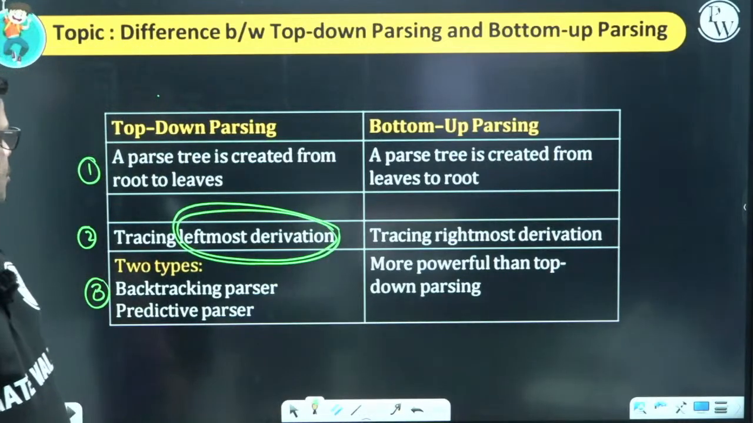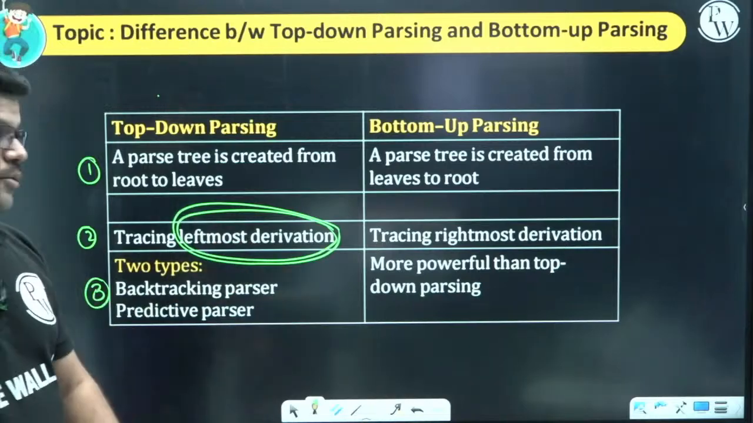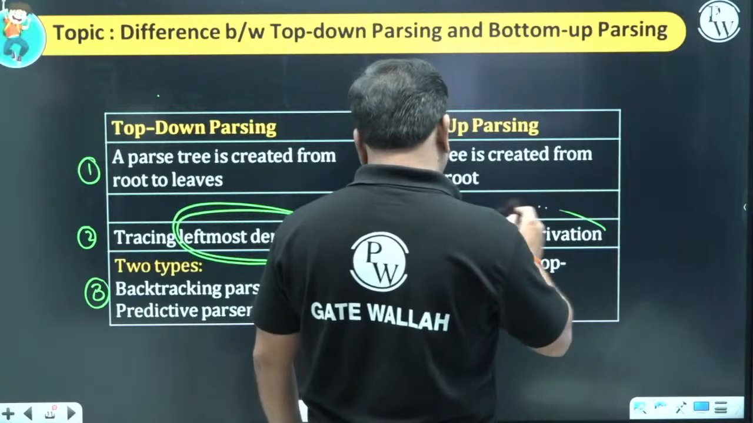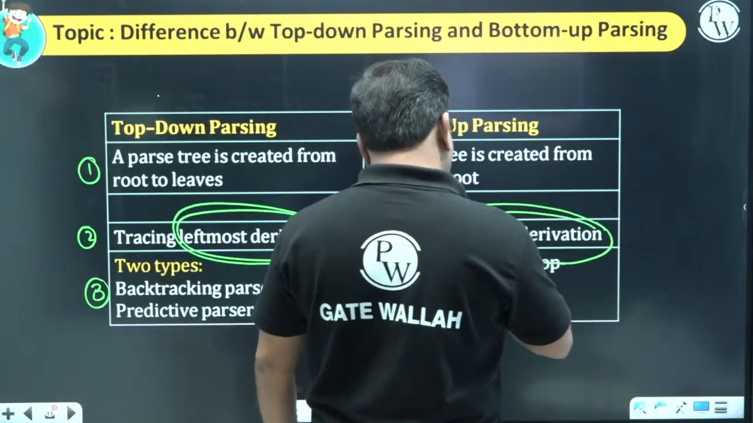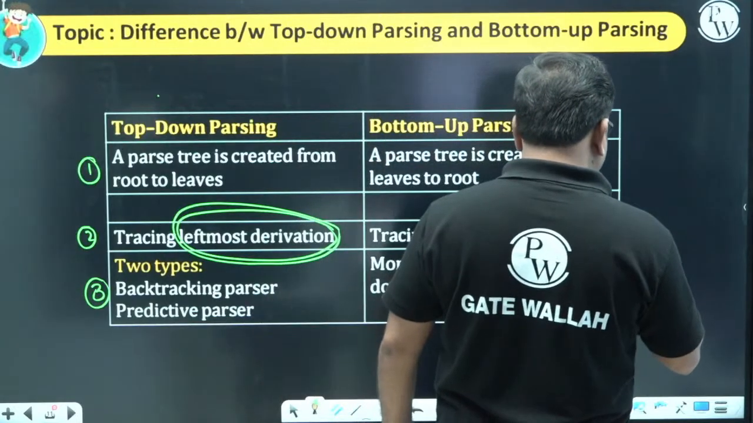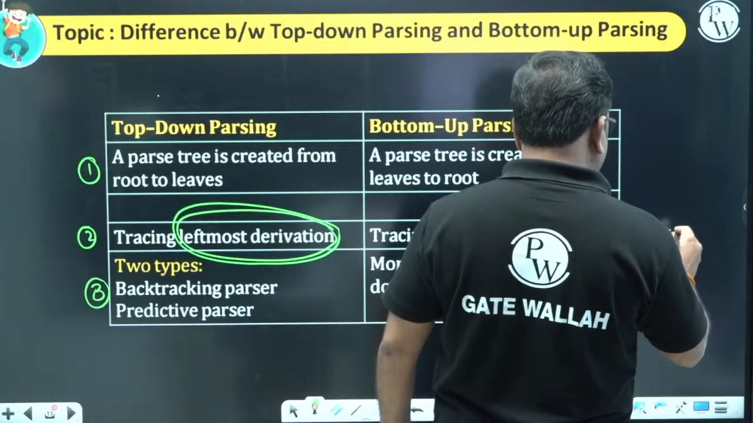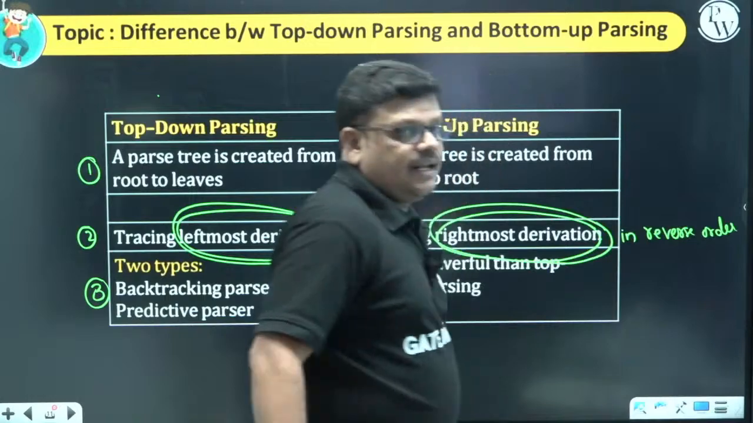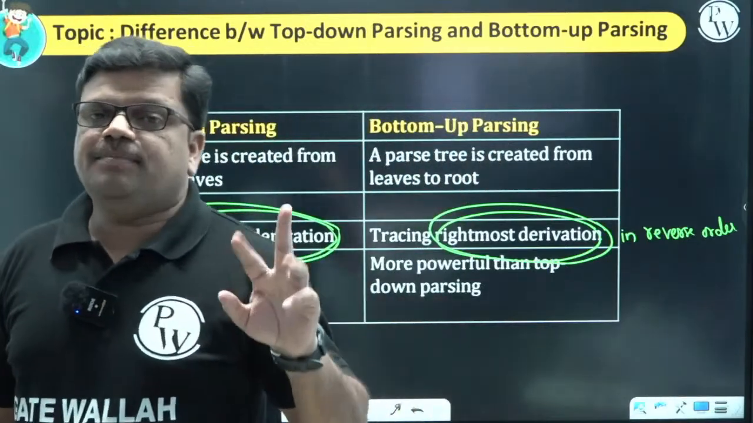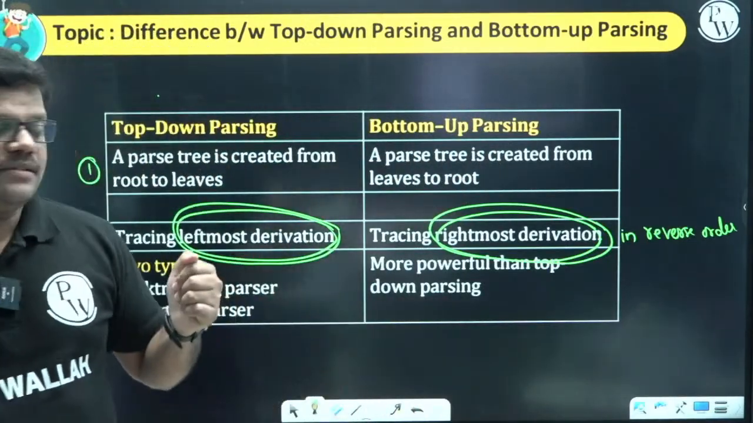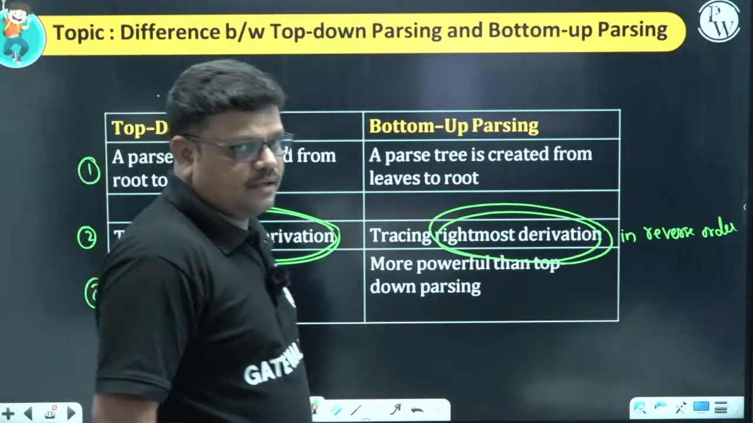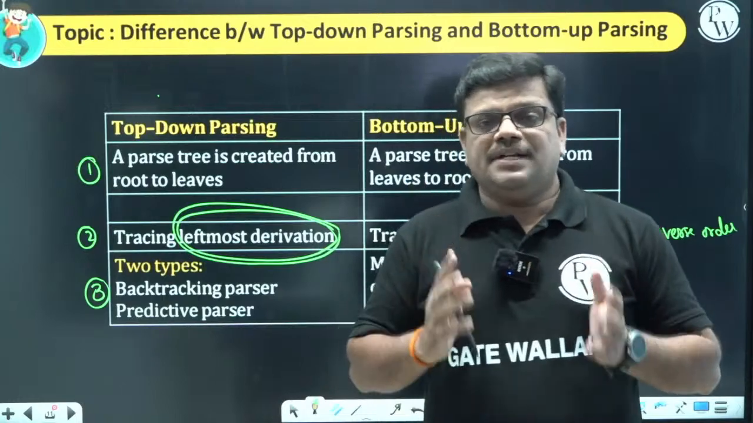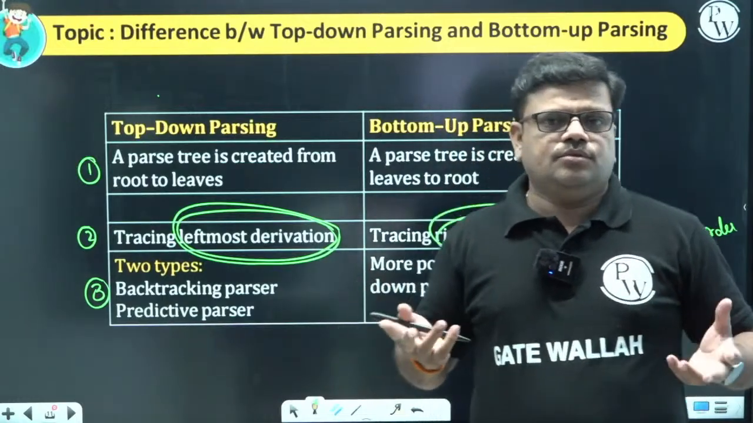A top-down parser uses leftmost derivation, whereas a bottom-up parser uses rightmost derivation, but actually in reverse order; it is not exactly the same. So this is one more difference. Like this, we have two types of parsing algorithms, top-down and bottom-up, as shown previously in the diagram. What is the major difference? There is a lot of difference in these two.